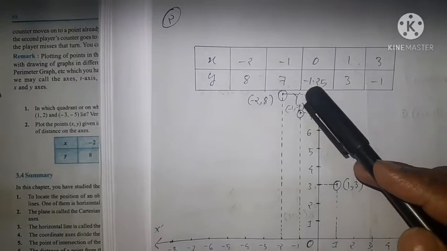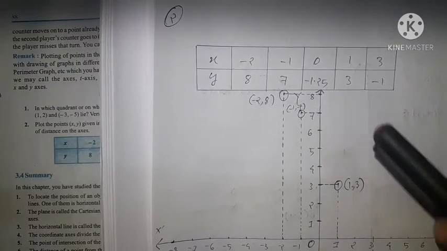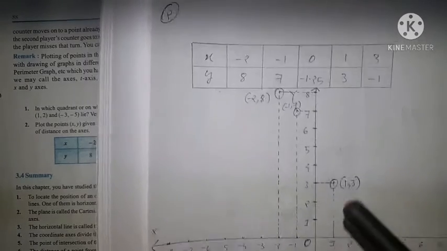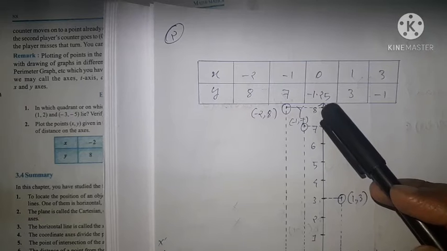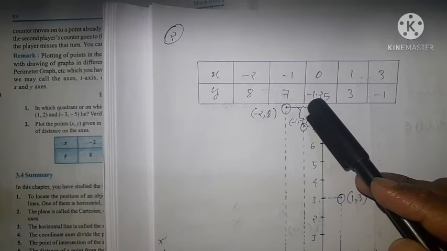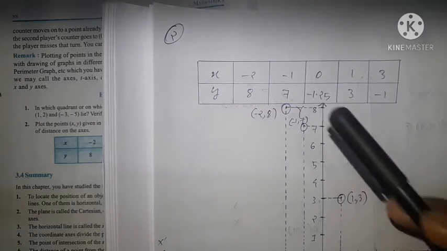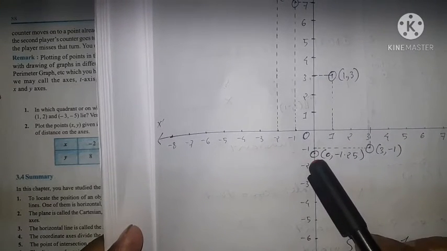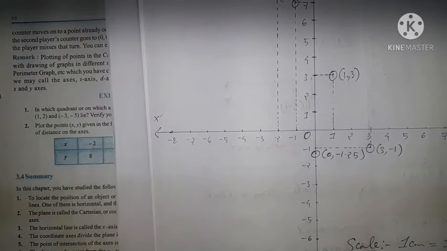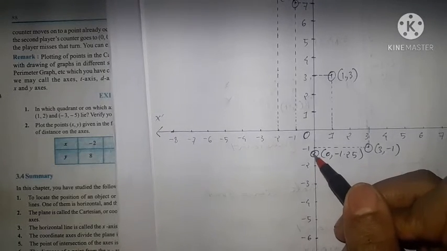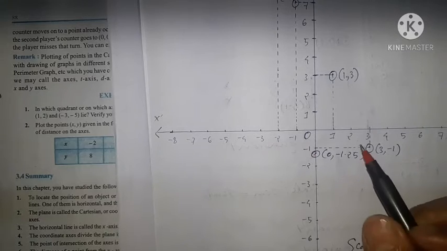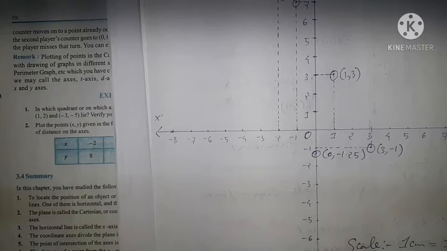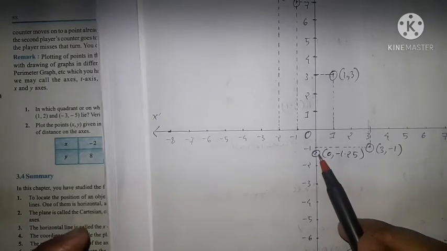Then (0, -1.25). There is no movement on the x-axis, only on the y-axis there is movement, that is -1.25. That means it lies on the negative part of the y-axis. This is -1, so -1.25 is a little beyond -1. We plot this point, (0, -1.25), and so this is the point.